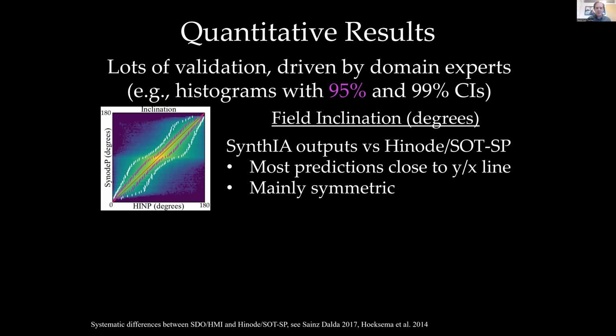For example, bivariate histograms, where you can look at confidence intervals of basically the relationship between, on the y-axis our predictions, and on the x-axis the actual Hinode data. Most of our predictions are very close to the y-axis line. So this is a log plot, actually. And there's mainly symmetric noise. There's scatter as opposed to some sort of bias.